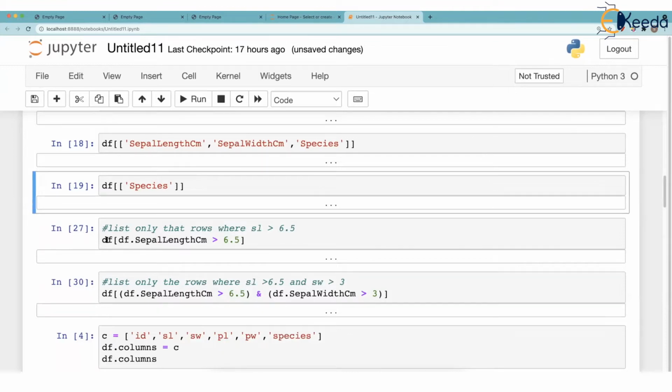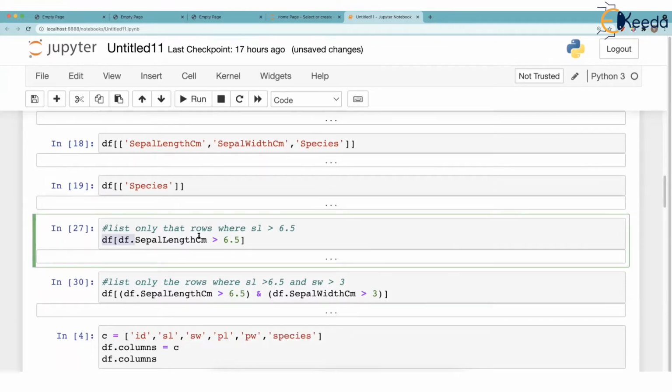Okay. Further, what we saw is, how do you write conditions? Suppose we want only those rows from DF where sepal length is greater than 6.5. The sepal length column, wherever it is greater than 6.5, how do you show that? So what you first do is, you say, I want to select something from DF. So definitely there should be a square bracket because you are selecting something from DF. Now what do you want to select? You want to select those rows where sepal length is greater than 6.5.